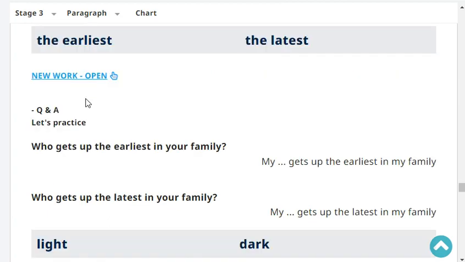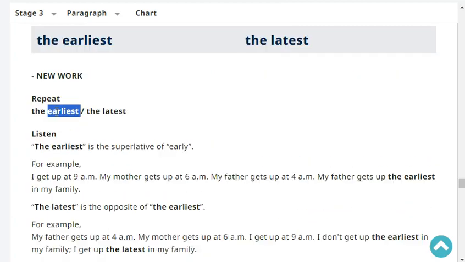Let's have new work. Okay, repeat. The earliest, the latest. Very good. Okay, listen. The earliest is the superlative of early.